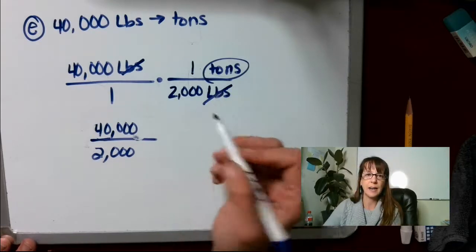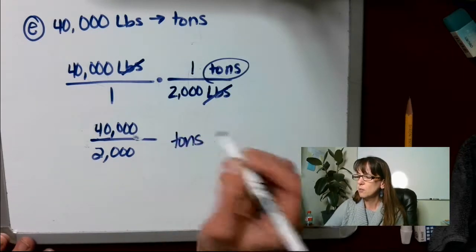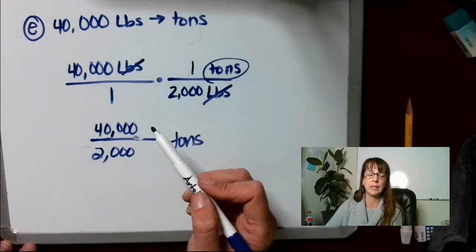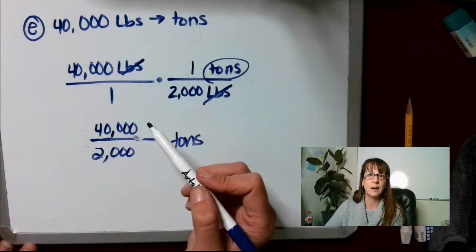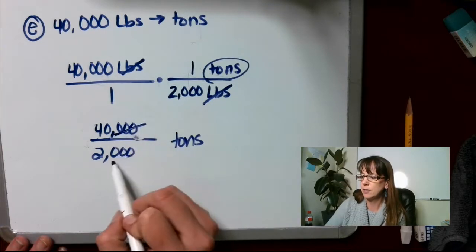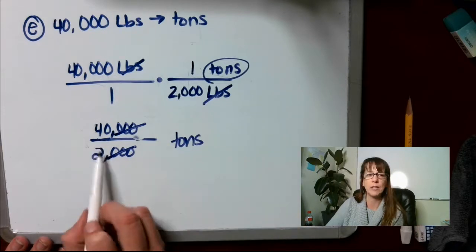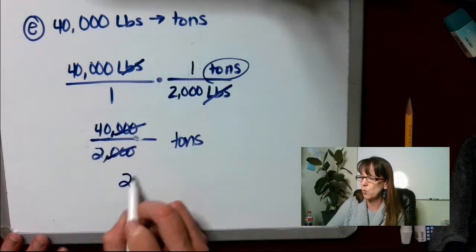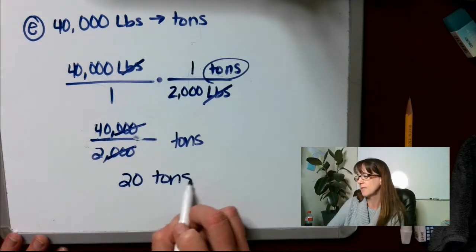The remaining unit that I have is tons, right? Tons. Well, I can reduce this fraction first before even doing the division, right? Get rid of those 3, get rid of those 3. I have 40 divided by 2. When we get that, we get 20 tons.